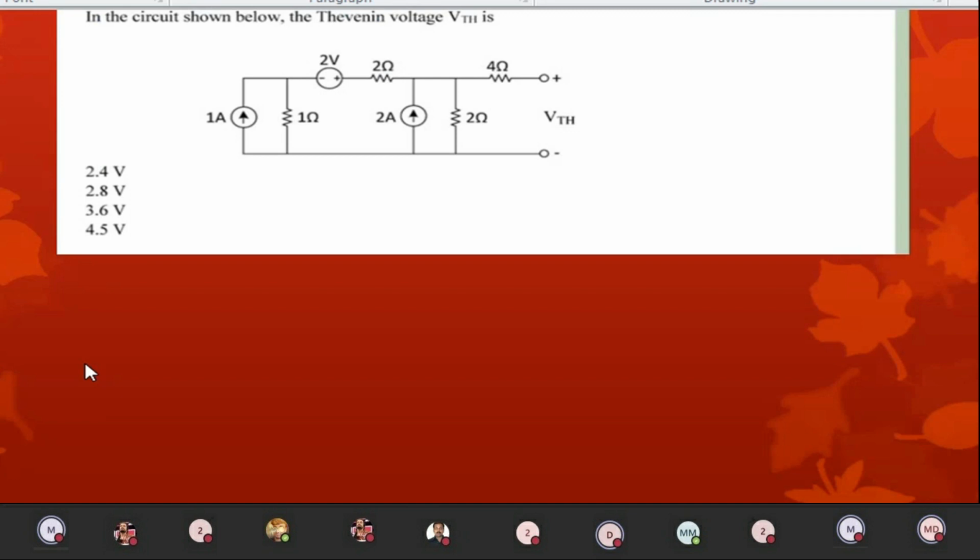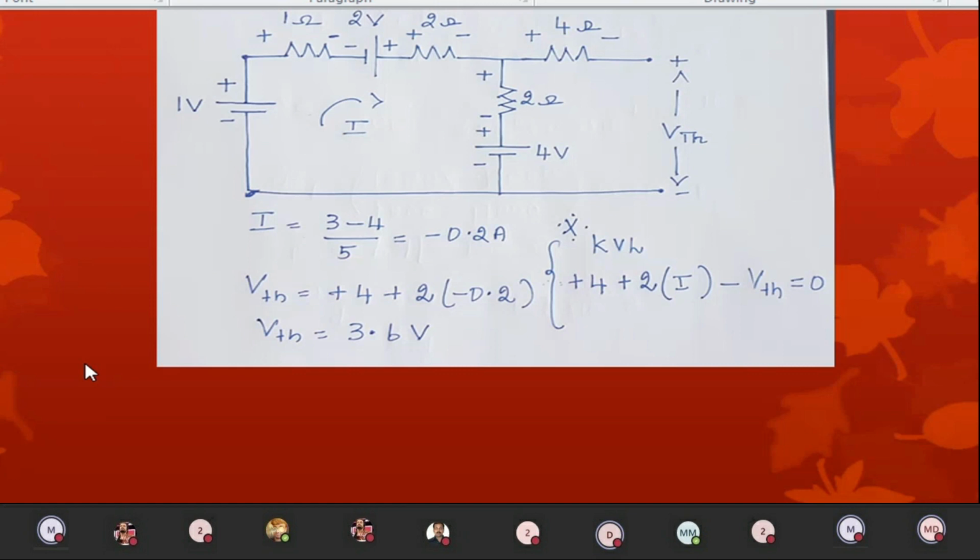Now I have a current source of 1 amp in parallel with a 1 ohm resistor, and 2 amps in parallel with a 2 ohm resistor. I am going to convert the current sources into voltage sources. If I want to convert the current source into a voltage source, V is equal to IR, and a resistor in series with the voltage source.